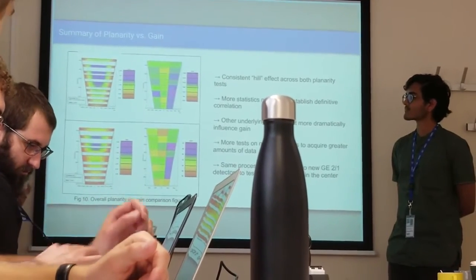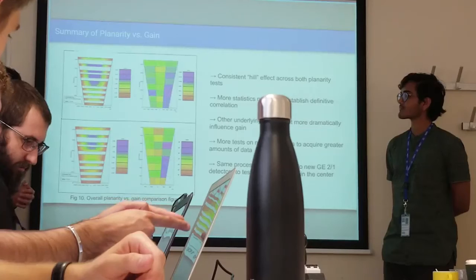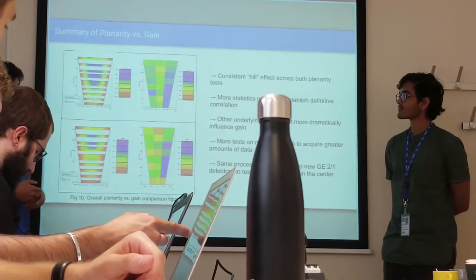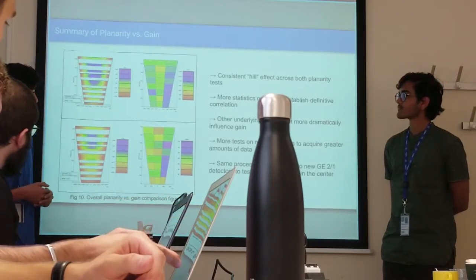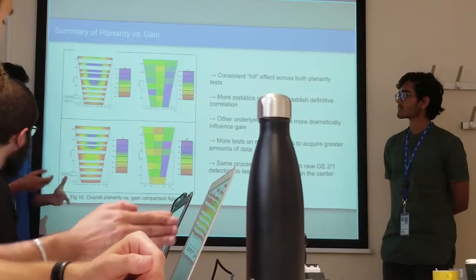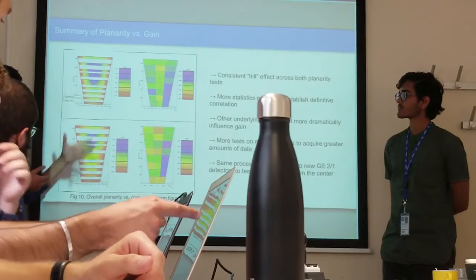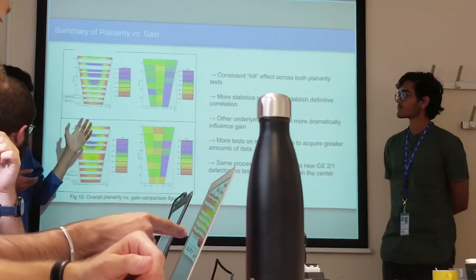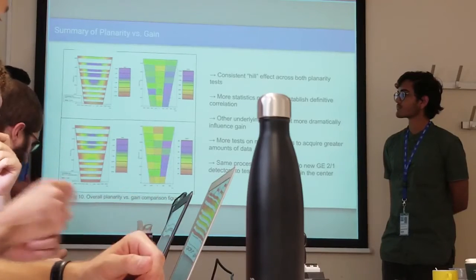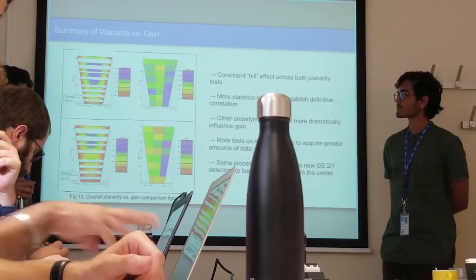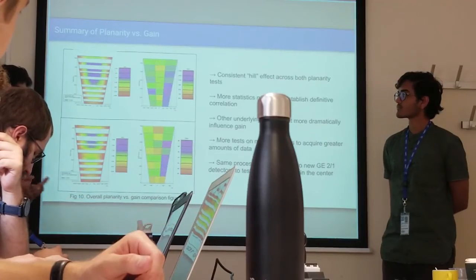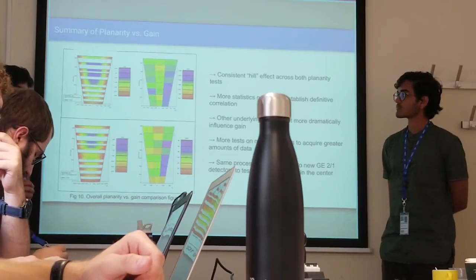Right, so when we looked at these graphs, that definitely stood out. We were trying to look for any kind of correlation, and to do that, we took the average of each column here. So really, there isn't a strong correlation with this data we have right now between planarity and gain. So we're going to run more tests and find out what it is.